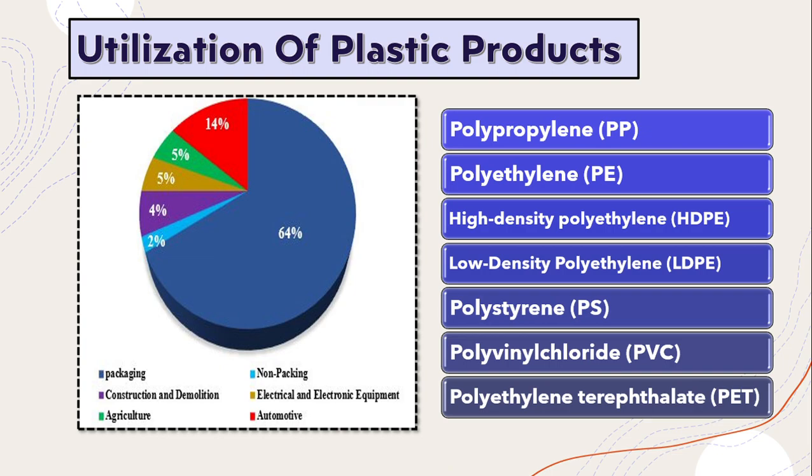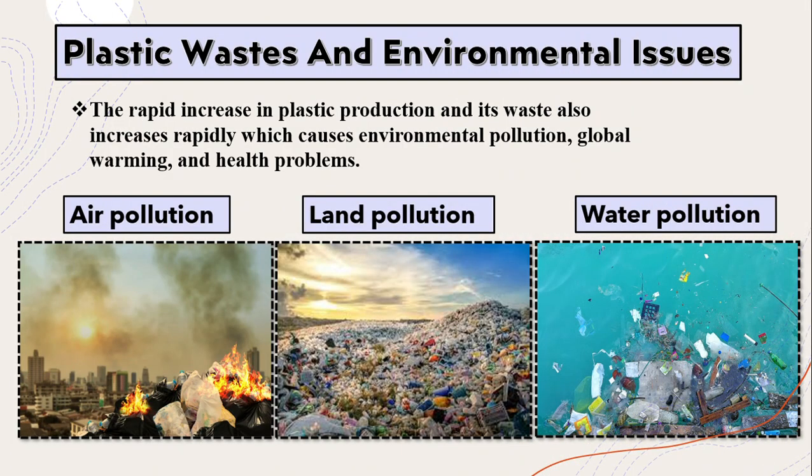Utilization of plastic products. As we know, plastic products play an imperative role in our lives and are utilized in vast quantities due to their low cost, corrosion resistance, flexibility, durability, and light weight. Since plastic is a crucial component in many industries such as packaging, engineering, transportation, electronics, and healthcare, its use has grown significantly over time. There are many types of plastic that we use in daily life, like polypropylene, polyethylene, high density polyethylene, low density polyethylene, PS, PVC, and PET, etc.